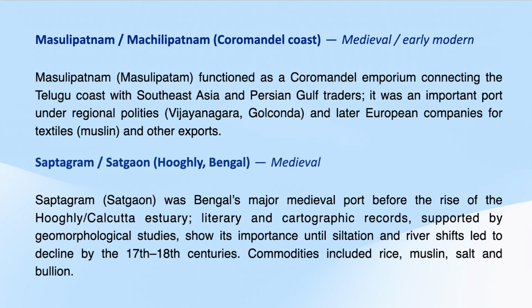We have the port of Saptagram or Satgaon in Hooghly, Bengal, which also functioned as a medieval port during the rise of the estuary, and literary and cartographic records supported by geomorphological studies show its importance until siltation and river shifts led to its decline in the 17th and 18th centuries. Commodities primarily included rice, muslin, salt, and bullion.